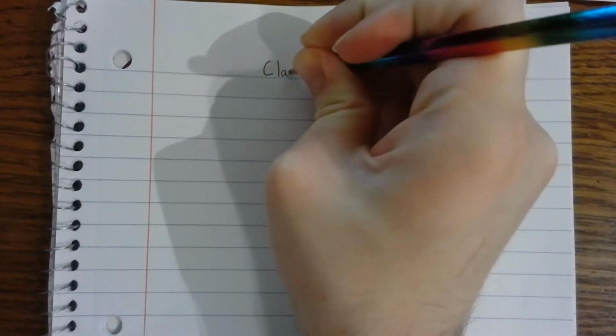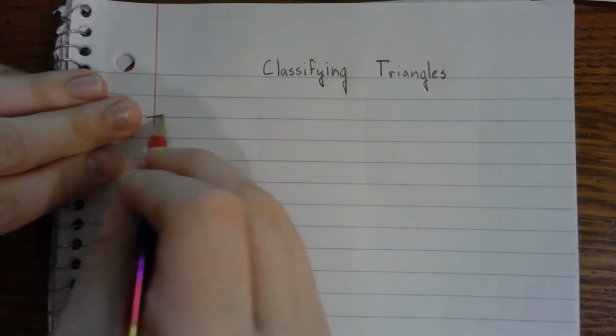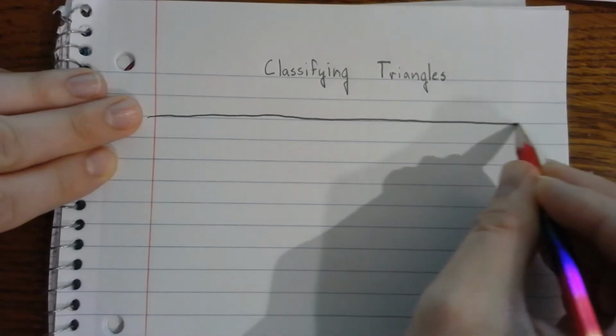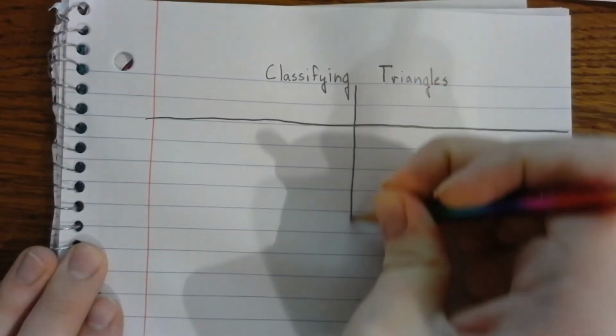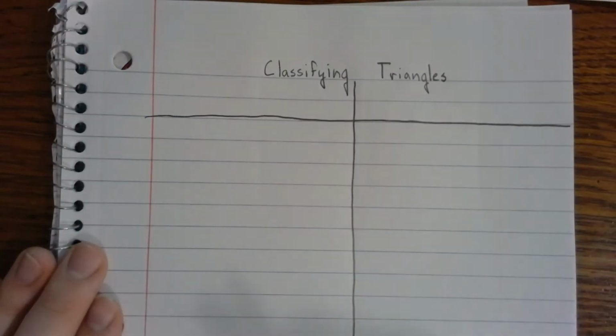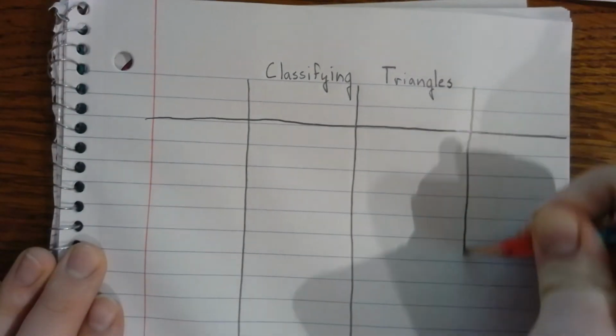So today we're going to talk about classifying triangles, so let's go ahead and write that as our title, classifying triangles. Okay, and then we are going to create a chart. First, draw a line all the way across your paper like this, and then we're going to split it into 4 parts. You can split the page in half first, going down like that, and then split both halves in half, so that you end up with 4 roughly equal parts.